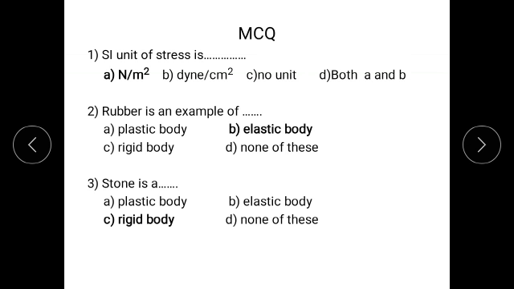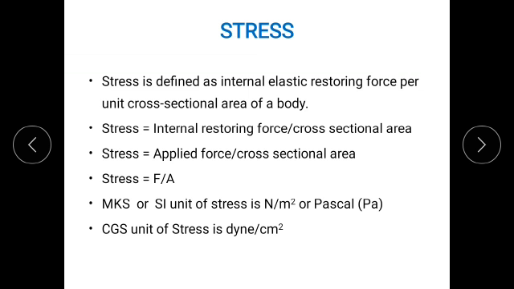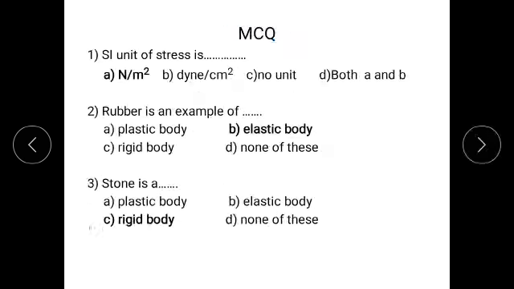First question: SI unit of stress is. Option A is Newton per meter square. Option B is dyne per centimeter square. Option C is no unit, and option D is both A and B. And as we saw in the earlier slide, the MKS unit of stress is Newton per meter square, and therefore the correct option is A, Newton per meter square.